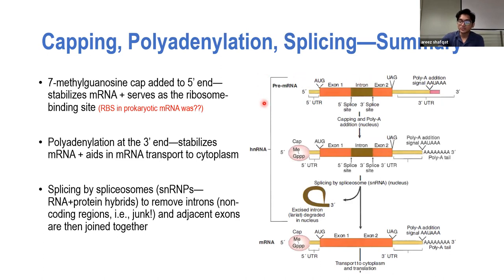This is what you saw in the previous lecture. This is the same gene. This is the same mRNA. It contains a 5' UTR. It contains an exon 1, an intron in the middle, an exon 2, and a 3' UTR.